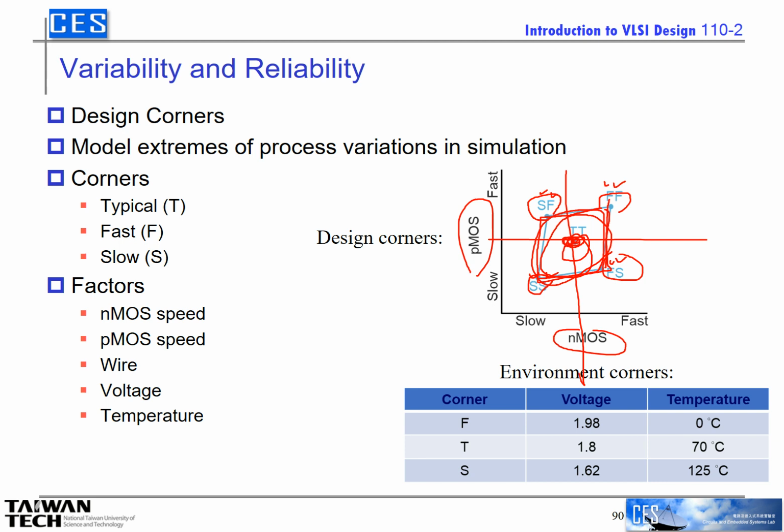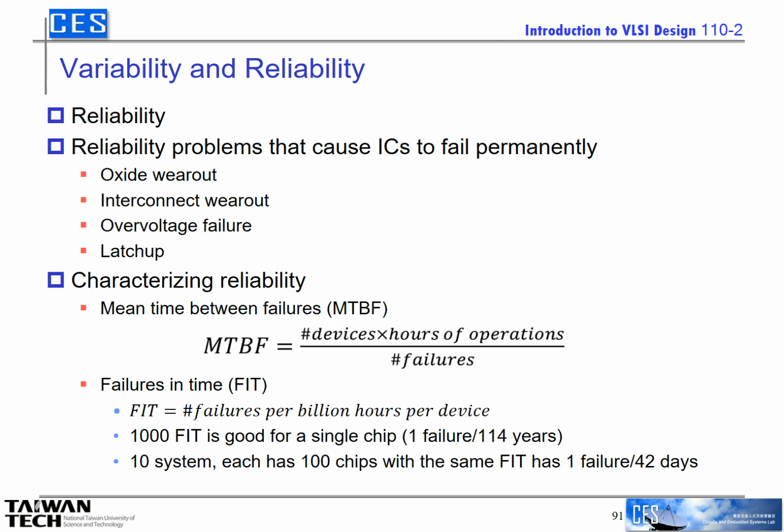Okay, and then another issue is called reliability. The reliability issue is that the IC might fail at some time. So we usually use a metric to measure the reliability of the circuit. We usually call it MTBF, mean time between failures. So what's the average time between two failures? This is the number of devices times the hours of operation divided by the number of failures.